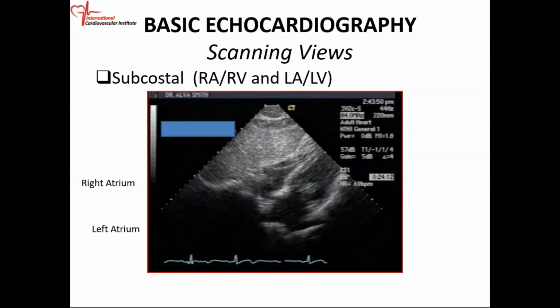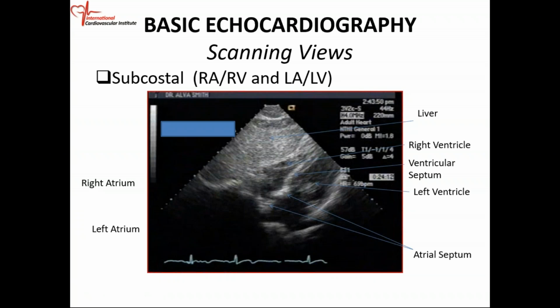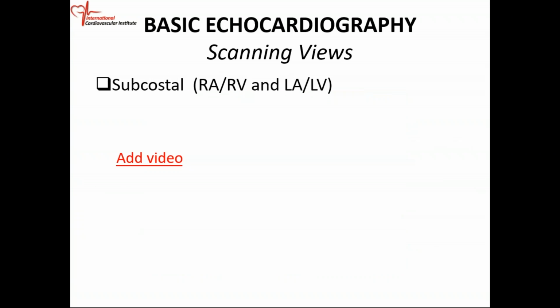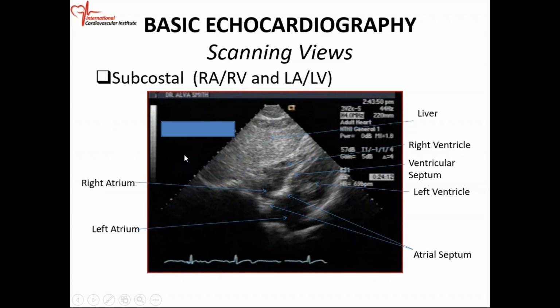Okay, subcostal view. That's your liver. Okay, this is the liver over here. So this structure is the liver. The right ventricle, ventricular septum, left ventricle, atrial septum, left atrium, right atrium. So remember now, the inferior vena cava runs through the liver.